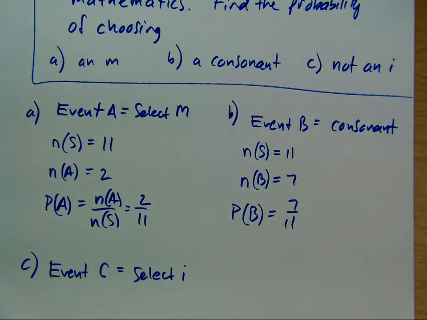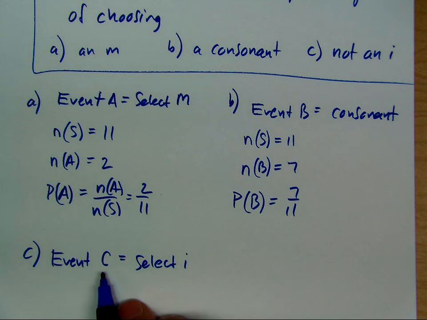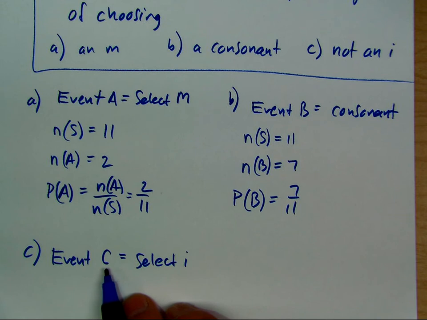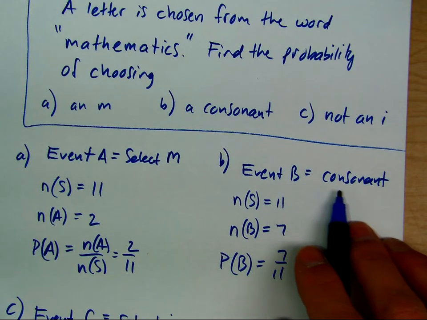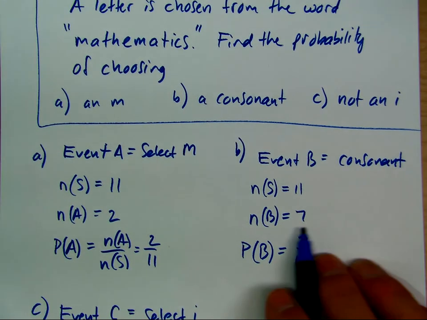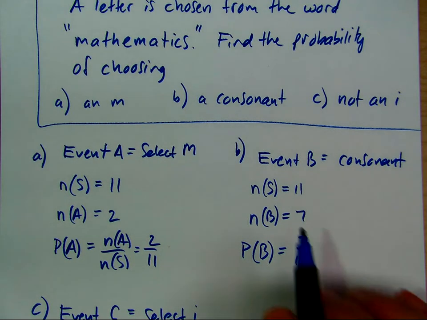We could do this as saying event C is not an I, or we can say event C is an I, and then we'll find the complement of C. And we could have done that here also. We said B was a vowel, then we would just say the complement of B.